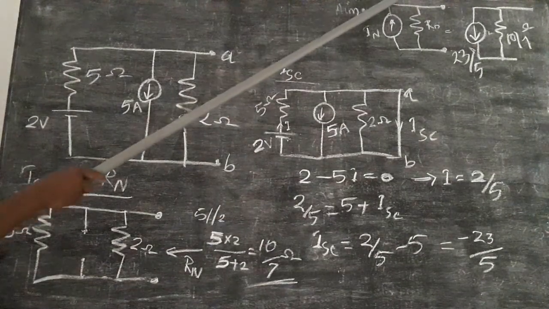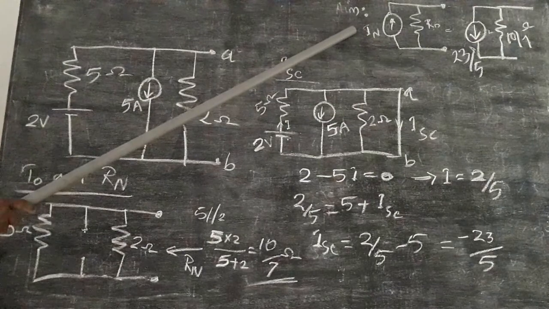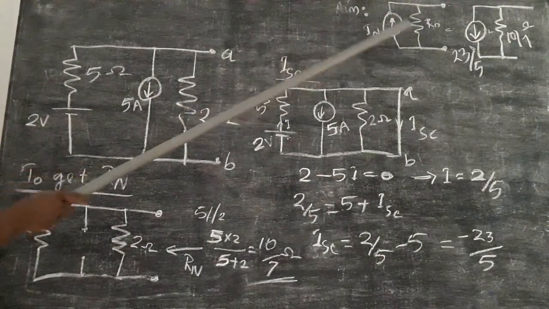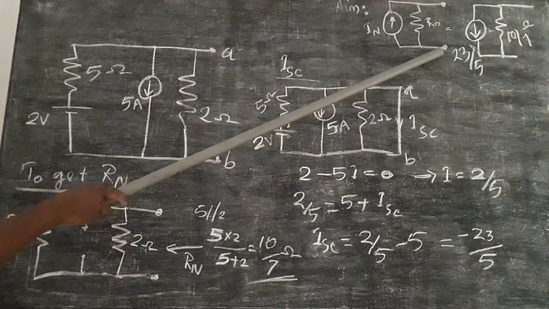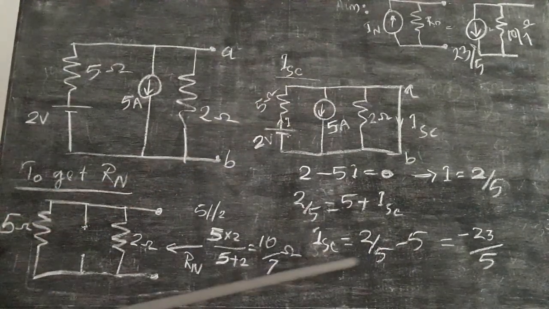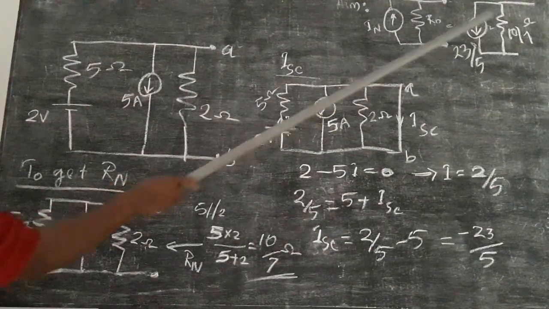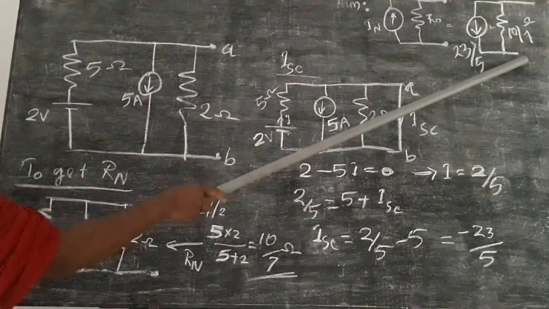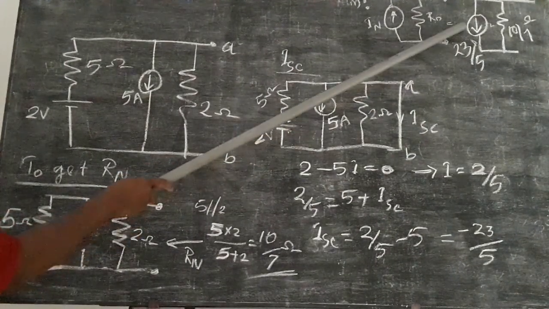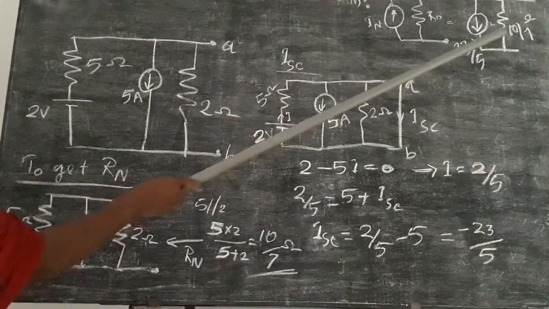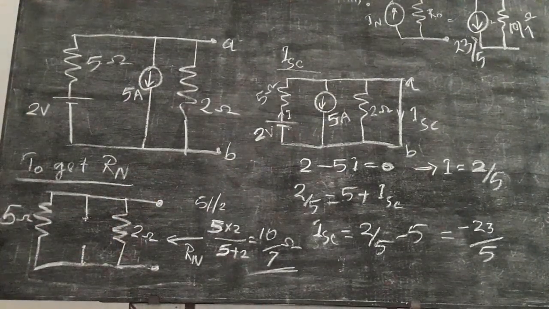We aimed at a current source as the equivalent circuit, marked IN and RN, at this terminal A and this terminal B. But we got the current as minus 23 by 5. So this is our equivalent circuit. This terminal A and this terminal B, and the direction downwards. The ISC current 23 by 5 is marked like this, and the Norton equivalent resistance is marked as 10 by 7. Okay.